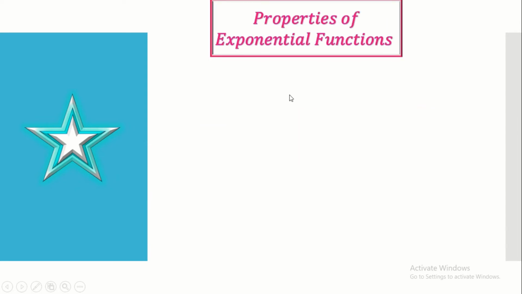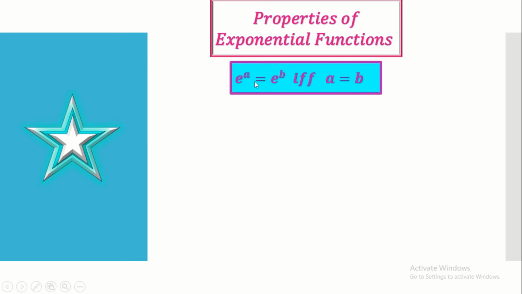More properties about exponential functions. If we have exp(a) equal to exp(b), if and only if a equals b. Note that if e^a equals e^b, we can say that a equals b, and if a equals b, then we will have exp(a) equal to exp(b). Let's prove them together.